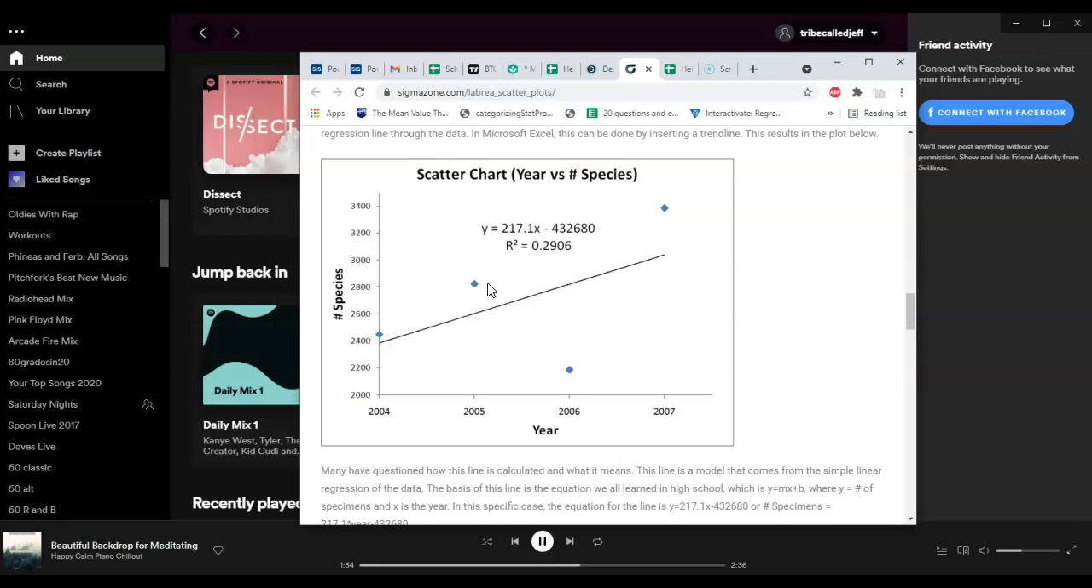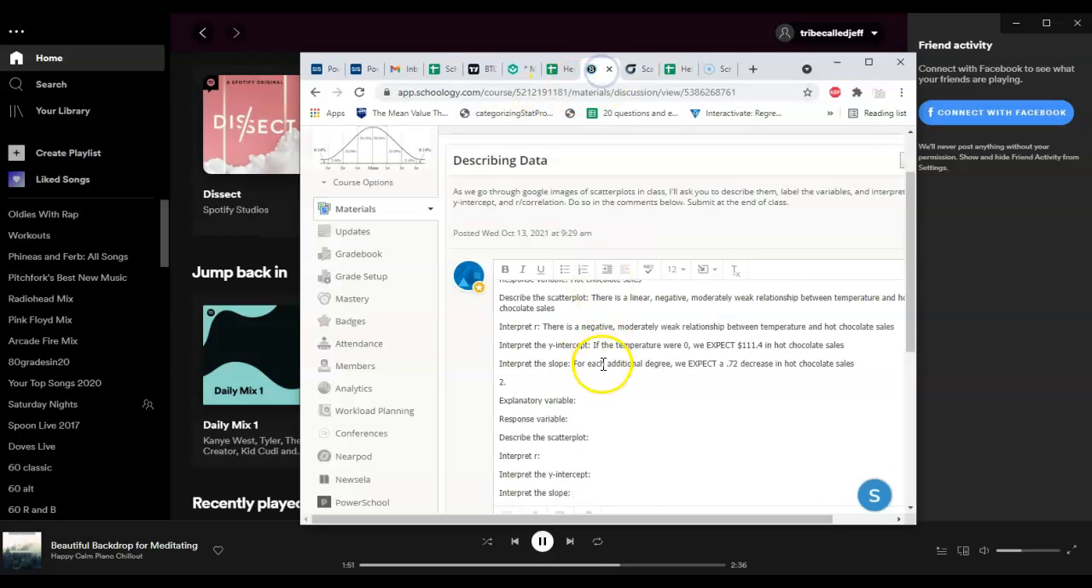Do you have the line on there? Don't submit, because then I can't check it. Should I read through what to put for number 2?